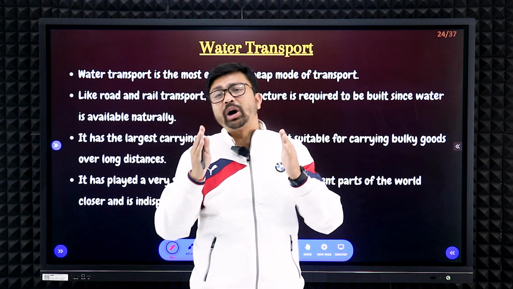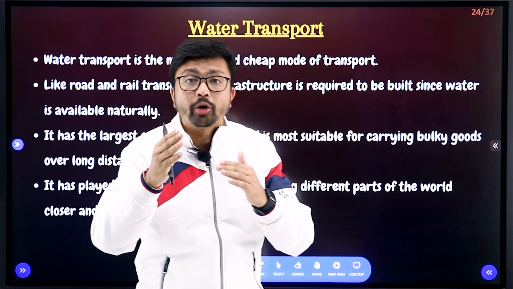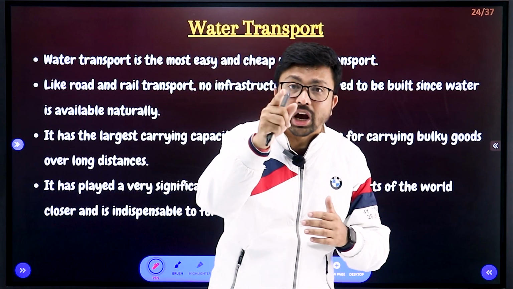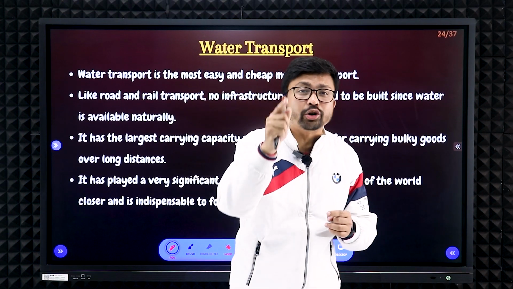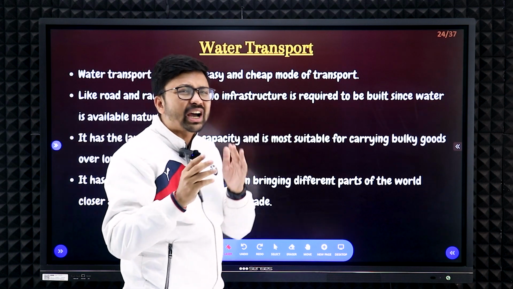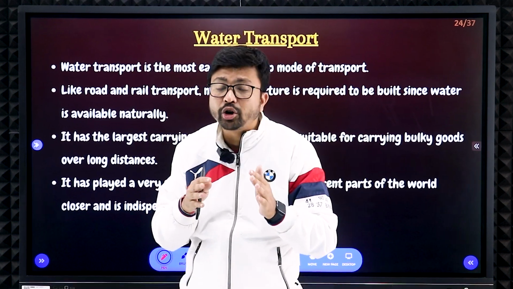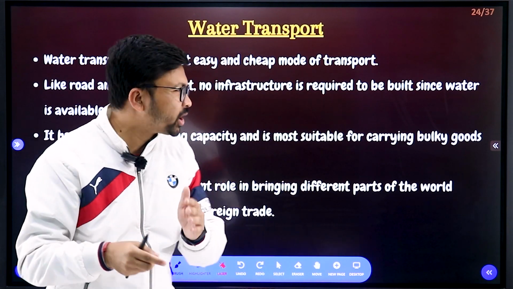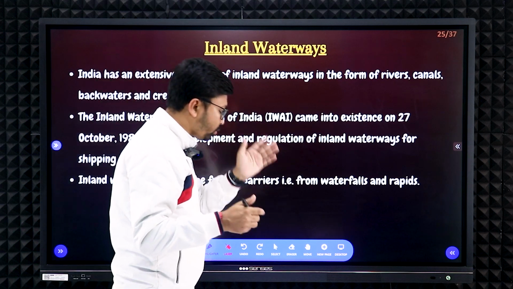This is one of the oldest modes of transport, right? In ancient times, merchants used to travel through oceanic routes. Even till today, for international trading, oceanic routes are very important, right? Because it is very cheap, but the problem is that it is the slowest mode of transportation, right? But it is very cheap. It doesn't require so much expense, right? So that is the advantage and disadvantage of waterways.